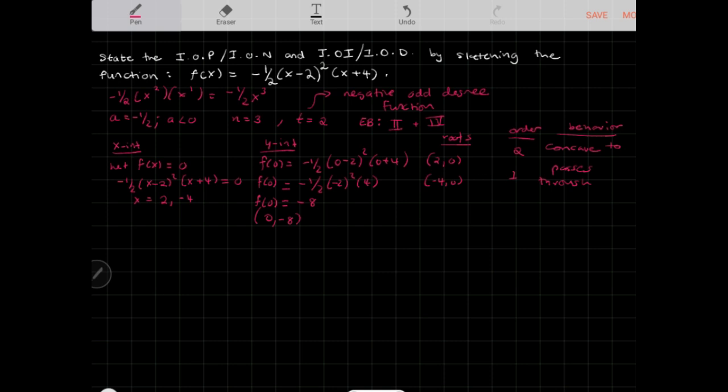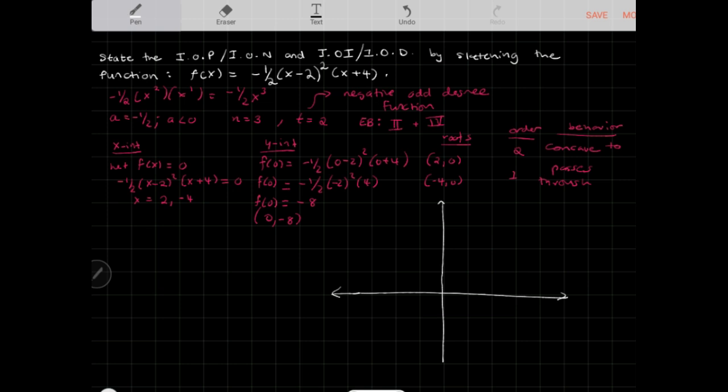After we have the behavior of the roots, the intercepts and so forth, we have an idea of how many turns and what the end behaviors are. Let's sketch out this function. I'm just going to create a general graph here. Plenty of space here, so let's create a sketch.